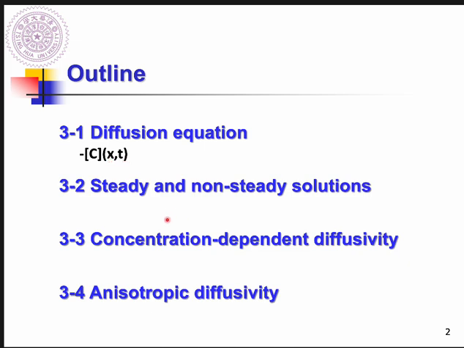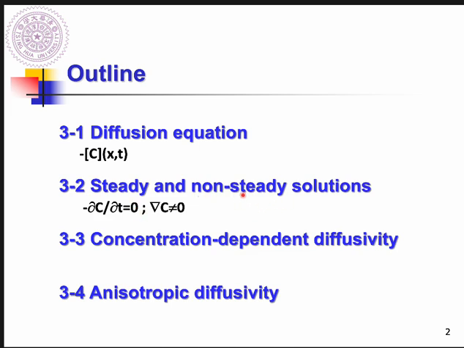Then in the second section, we are talking about 2 conditions. The first one is the steady state. The steady state means the concentration does not change with time. The concentration of your atoms of interest does not change with time, but we do have a concentration gradient in our materials; the concentration distribution simply does not change with time.